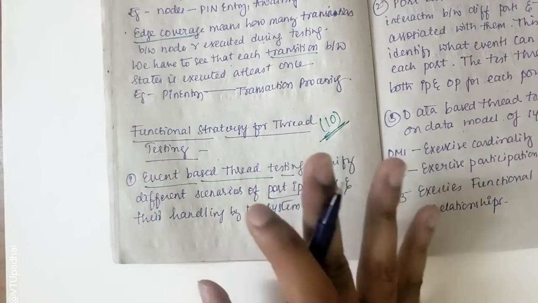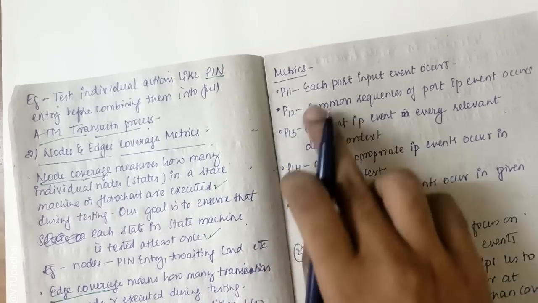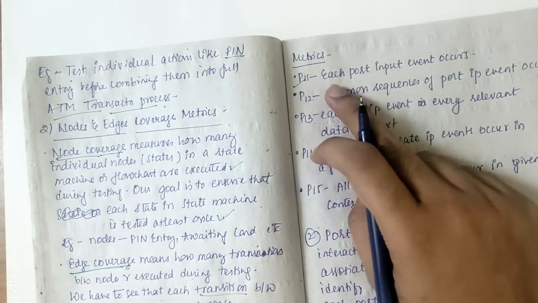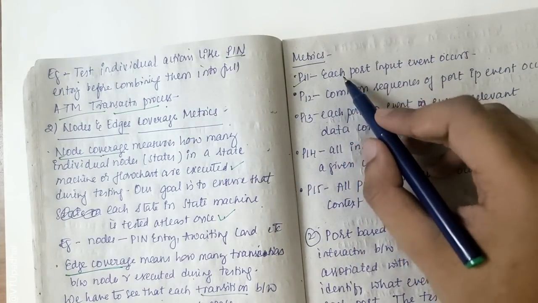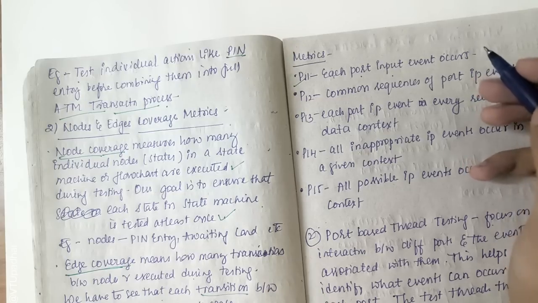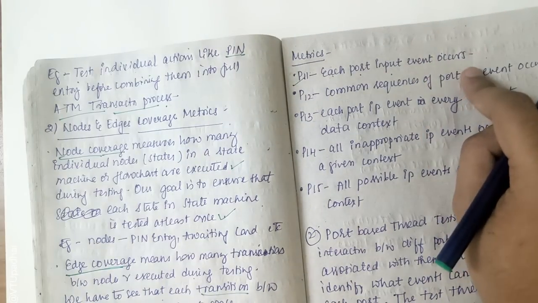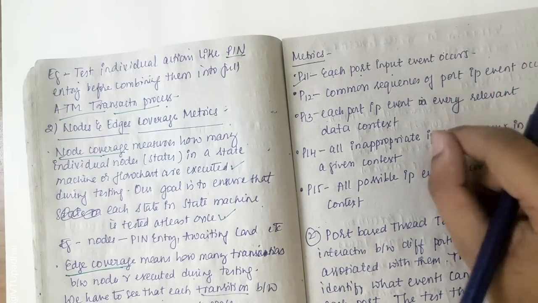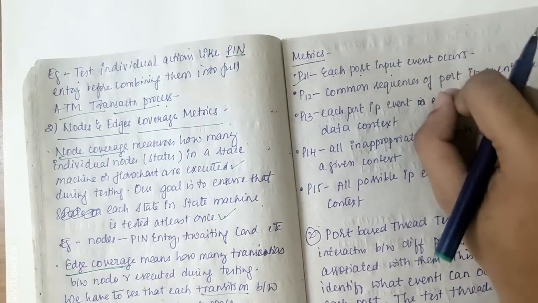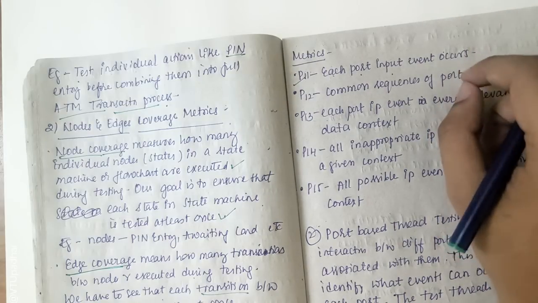So here we have 5 coverage metrics. Let's look into them. The first one, we have to write all these in the exam. So the first one is PI1. Here it is, each port input event occurs. That means we have to verify that each type of input event, like if I press a button, that is one port input, right? I'm providing some data to the system by pressing the button. All those are events which are happening. They have to be processed at least once.